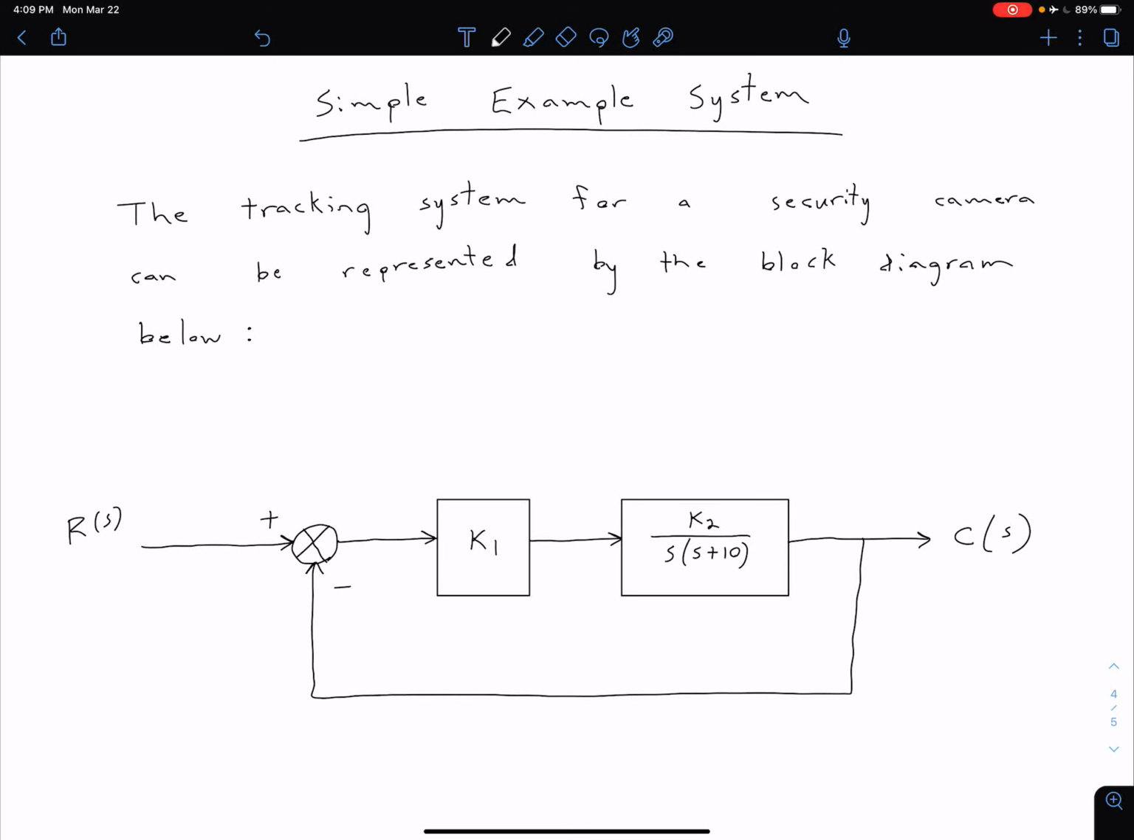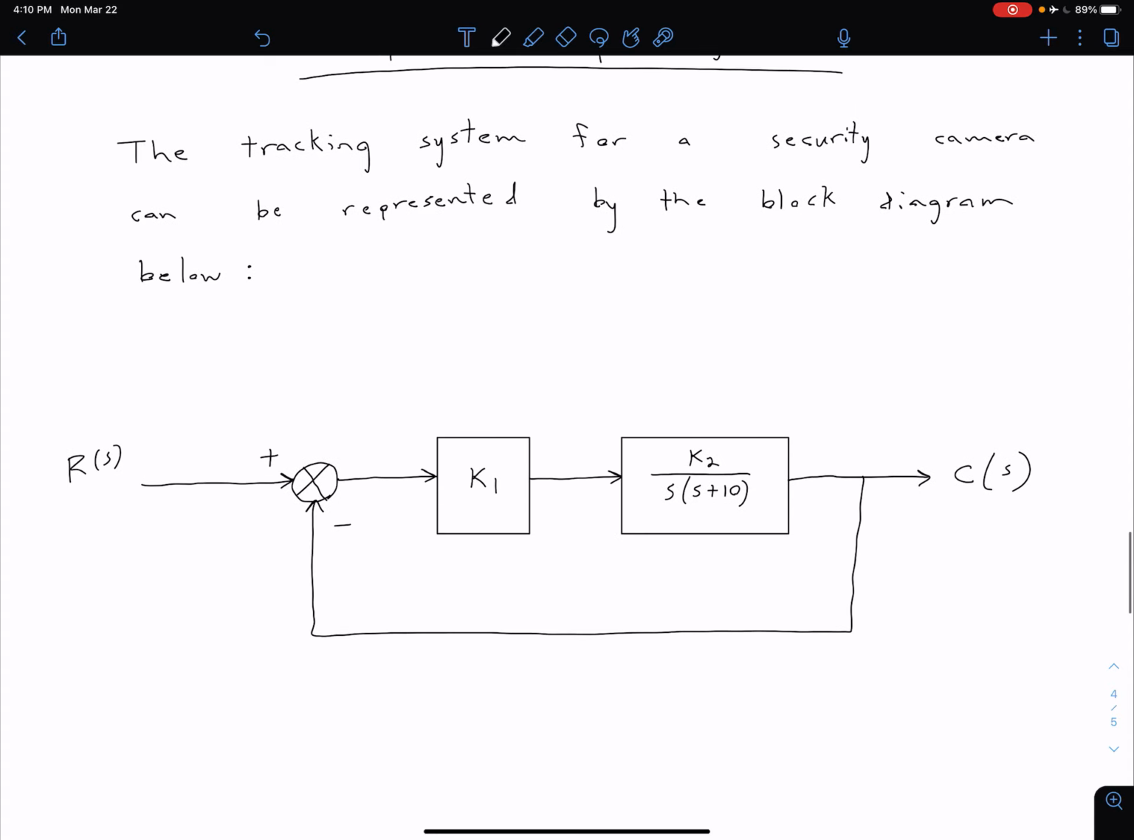Let's consider a simple example system to get a better idea of what our root locus actually looks like. In this example, we're going to consider the tracking system for a security camera, and it can be represented by this block diagram shown below.